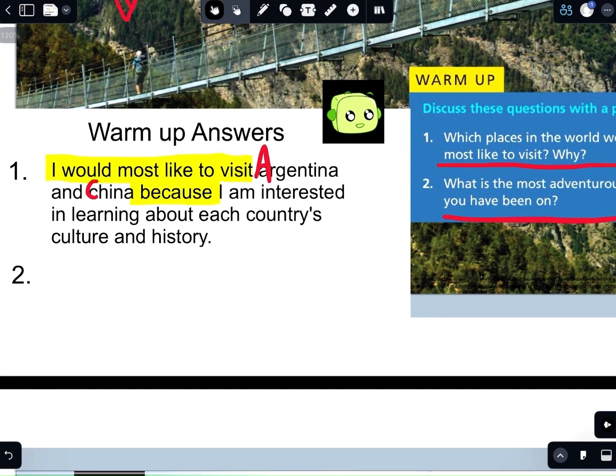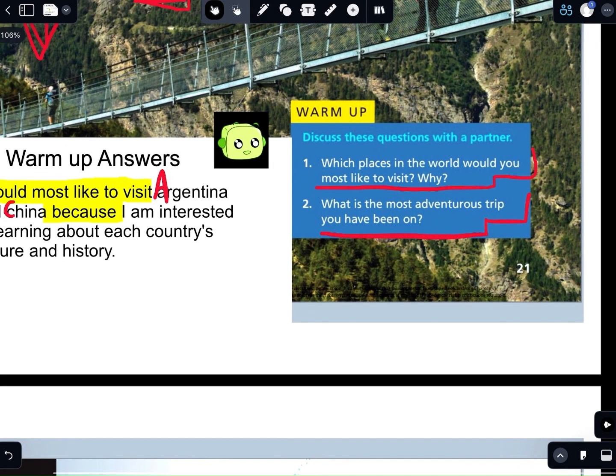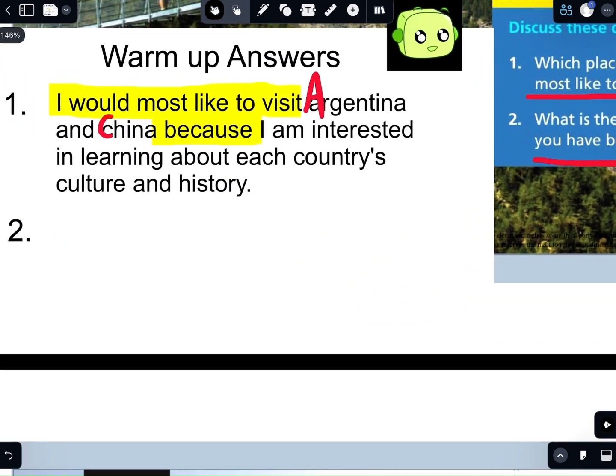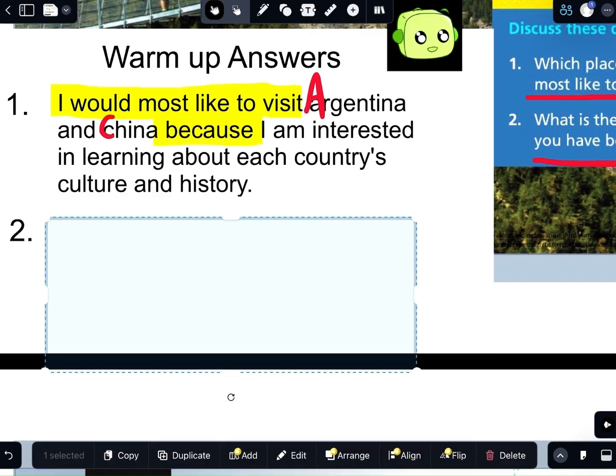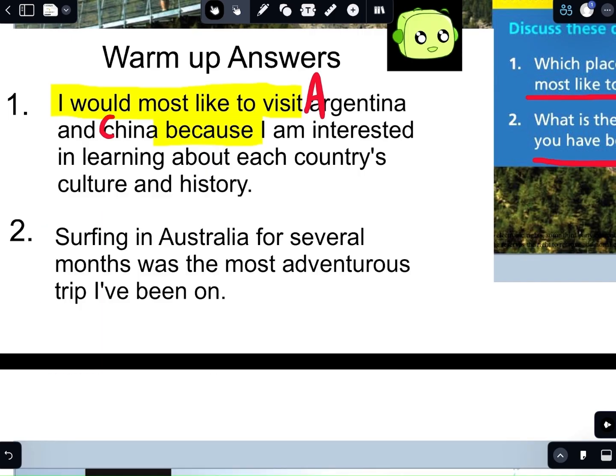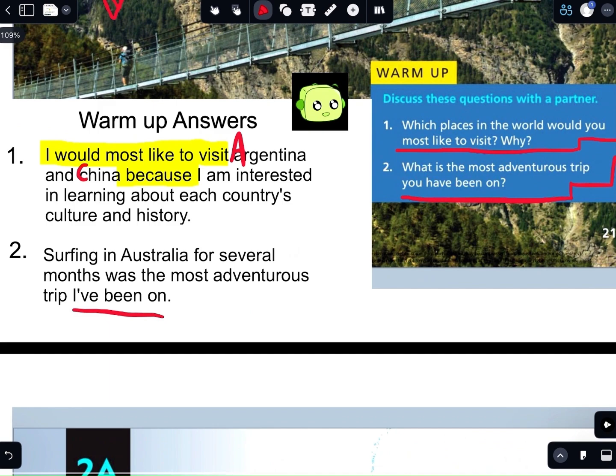Okay, question number 2. What is the most adventurous trip you have been on? That's a good question. Maybe you have a really exciting answer. I'll show you mine here. Surfing in Australia for several months was the most adventurous trip I've been on. So you can see the way I answered this was a little different.